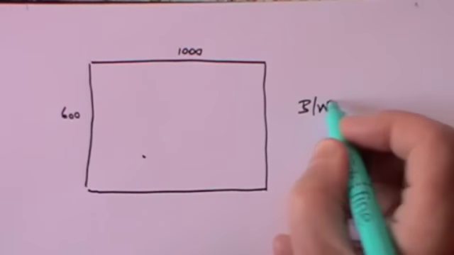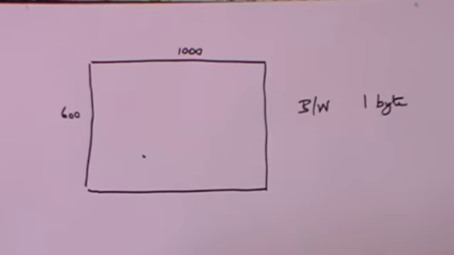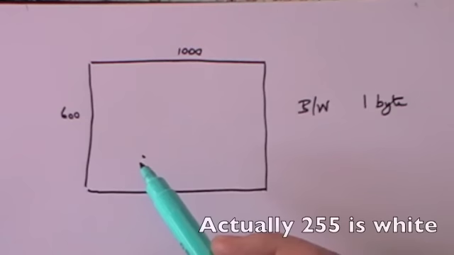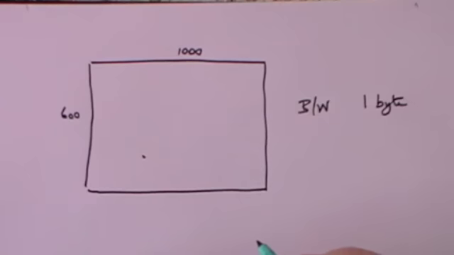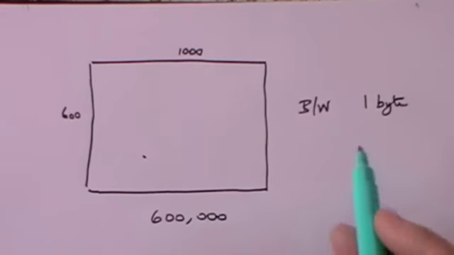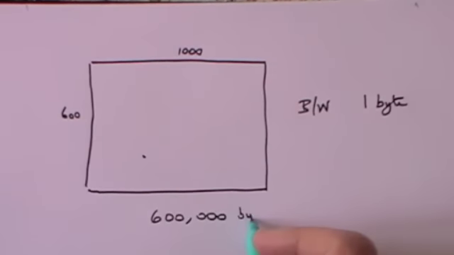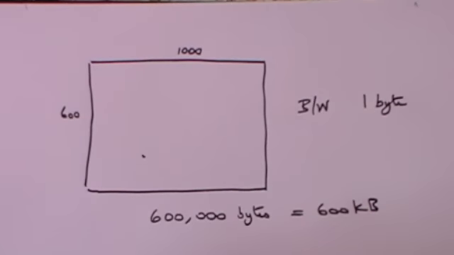For black and white, it is sufficient to have 1 byte, because 1 byte is 8 bits. 8 bits will give you 256 values of information. And that means you can have any shade of grey from 0, which is black, to 256, which is white, and 254 shades of grey in between. And this would then be 600,000 pixels, each of 1 byte, so that would be 600,000 bytes per photograph, which is of course called 600 kilobytes. That's the way we express it. So that picture would be a 600 kilobyte picture.